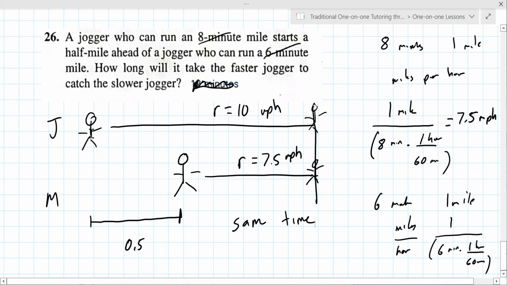You run faster. So in 1 hour, you cover 10 miles. That's what 10 miles per hour means. In 1 hour, you cover 10 miles and I only cover 7.5. The person who runs faster covers more ground.